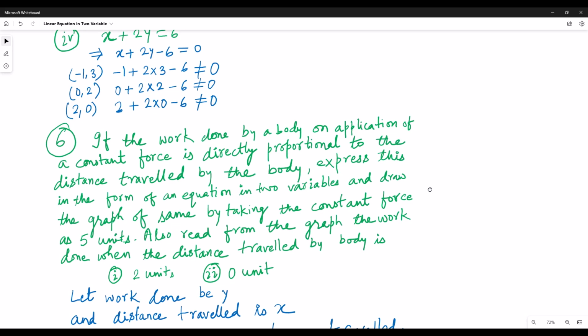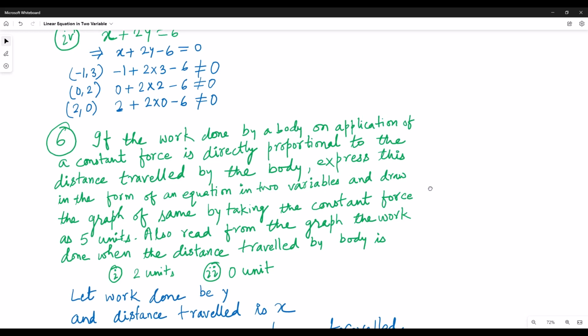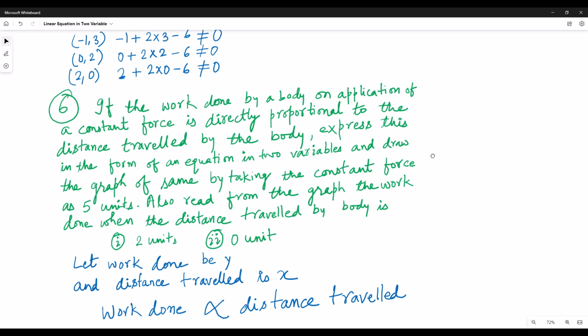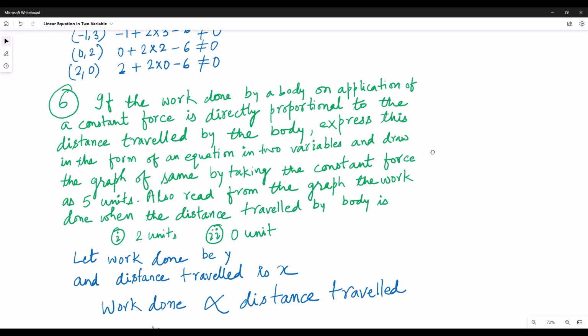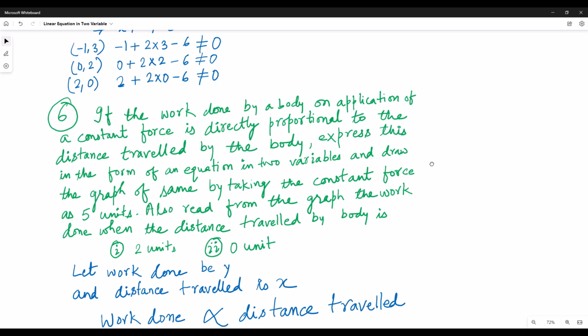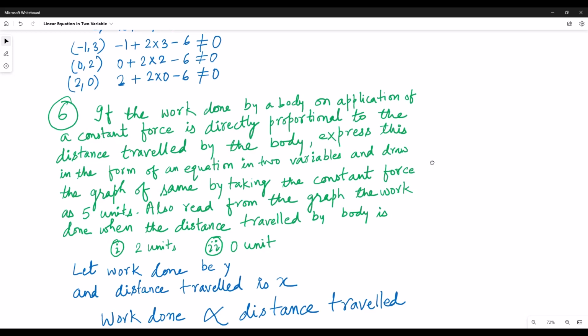If the work done by a body on application of a constant force is directly proportional to the distance traveled by the body, express it in the form of an equation in two variables and draw the graph of the same by taking the constant force as 5 units. Also read from the graph the work done when the distance traveled by the body is 2 units and 0 unit. So this is basically the formula of work done by a force: work done is force multiplied by distance, in the direction of force.